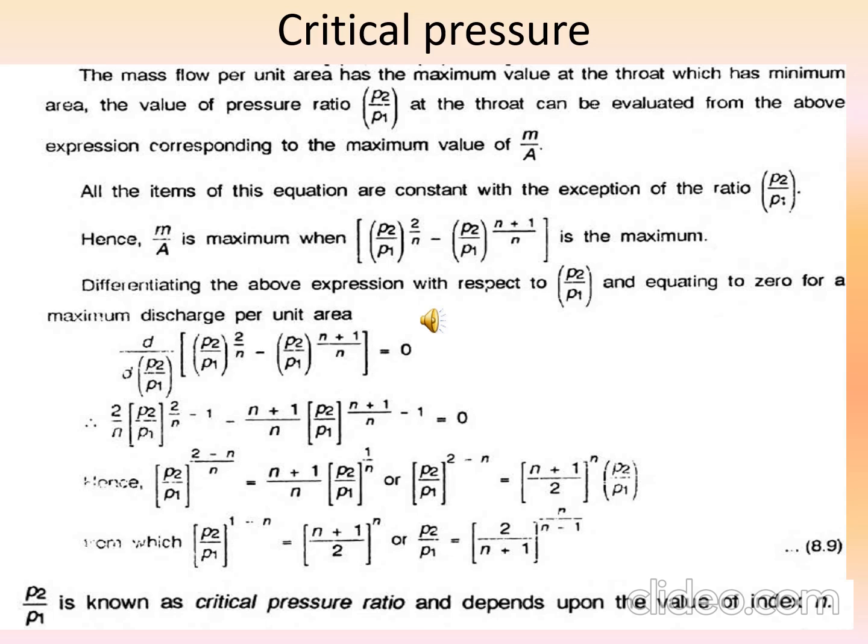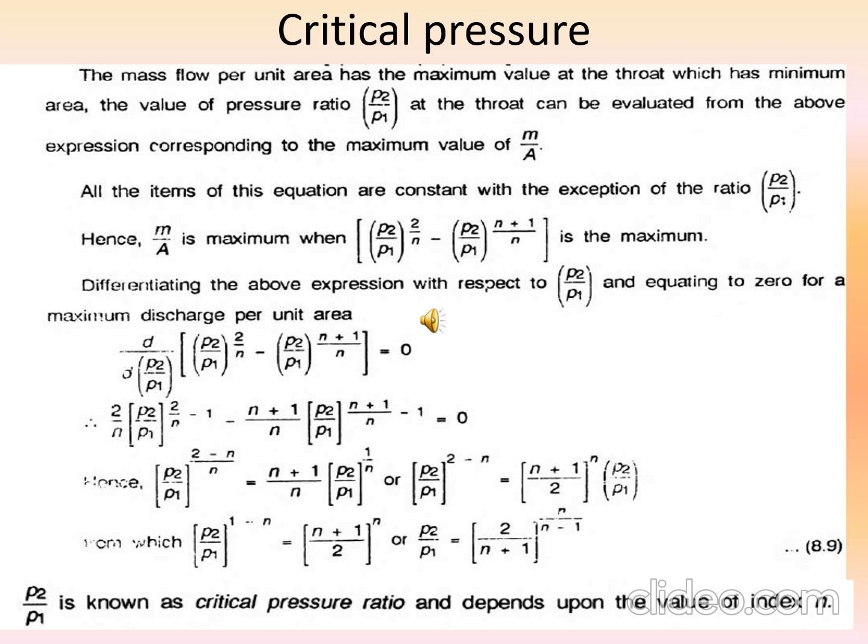So we can say that (p2 by p1) to the power 2 minus n divided by n equals n plus 1 divided by 2 into (p2 by p1) to the power 1 by n. Or (p2 by p1) to the power 2 minus n equals n plus 1 divided by 2 to the power n into p2 by p1, from which (p2 by p1) to the power 1 minus n equals n plus 1 divided by 2, or p2 by p1 equals 2 by n plus 1 to the power n by n minus 1.